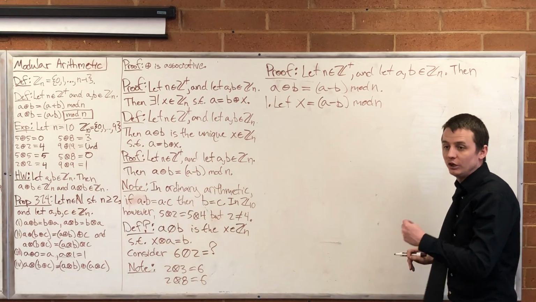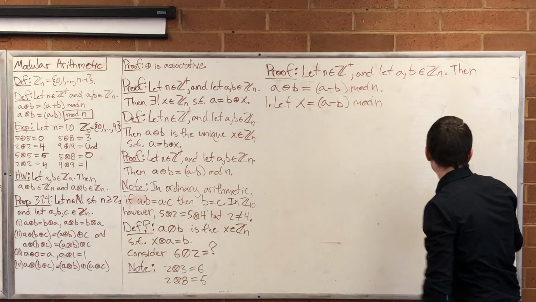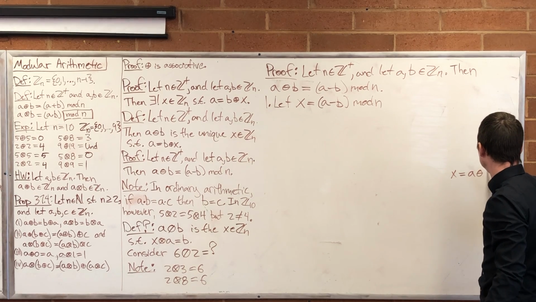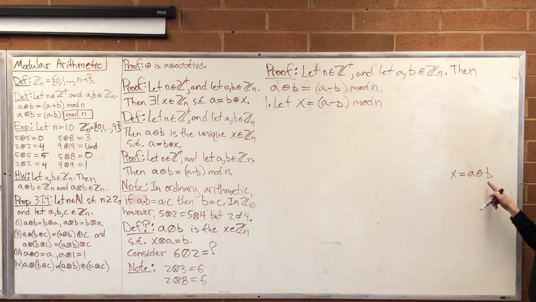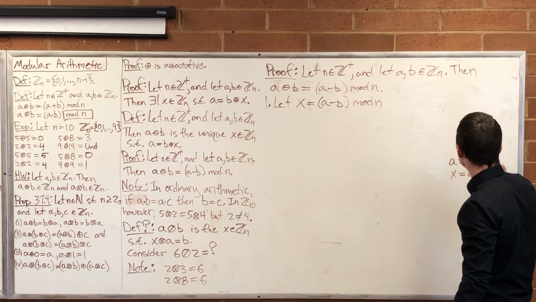Okay. So you understand what we're doing? I'm saying x is equal to this. I'm trying to get that x is equal to a minus b. How will I show that x is equal to a minus b? I need to show that a is equal to x plus b.